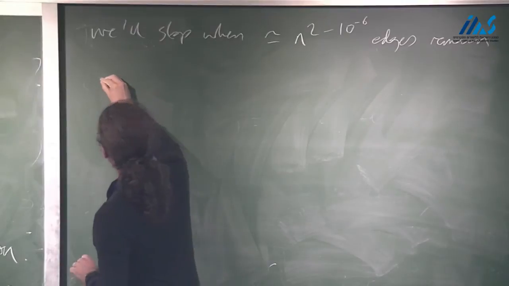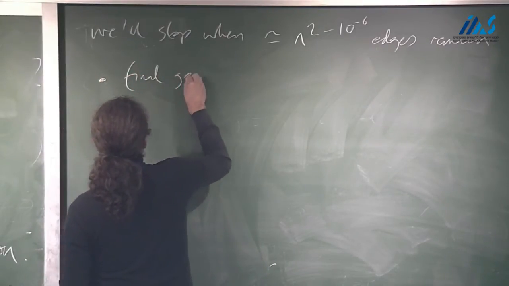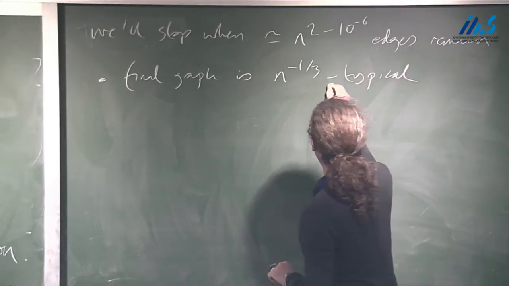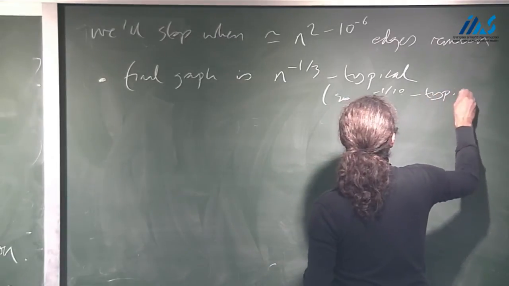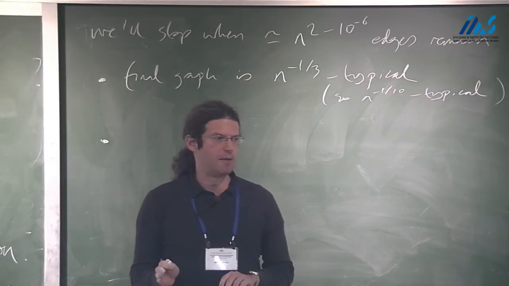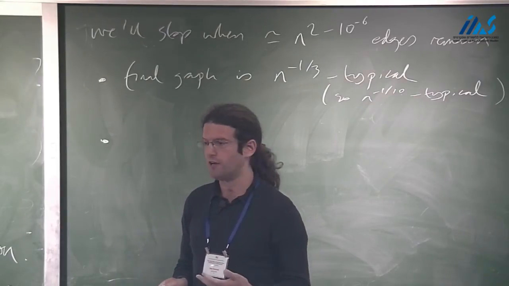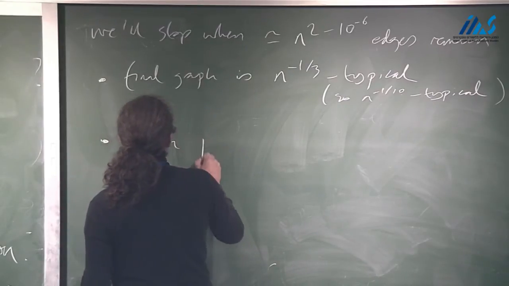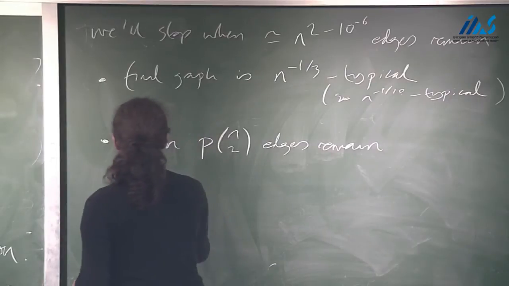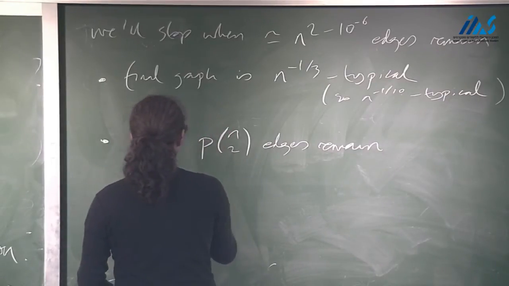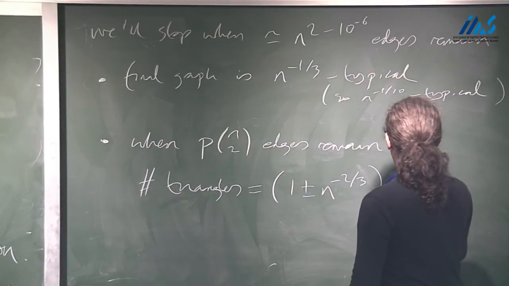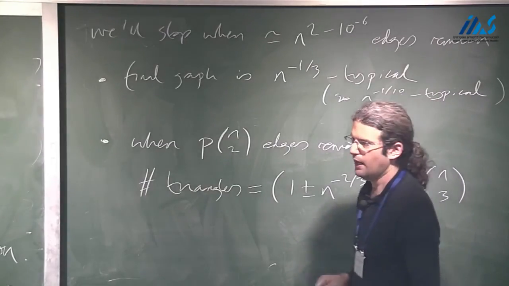So what do they show? The final graph is n^(-1/3) typical. I could say n^(-1/10) typical, so I can apply this theorem. And also, how many choices are there at each step? The number of choices is very close to what it would be if the graph was random. When p·(n choose 2) edges remain, the number of triangles is 1 plus or minus n^(-2/3), times p^3 (n choose 3). So it resembles a random graph.